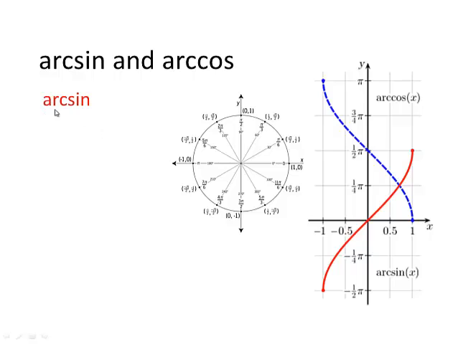Okay, so the arc sine goes from pi over 2, you see where it's pi over 2, to negative pi over 2. Going in the opposite direction, 90 degrees and negative 90 degrees. That's how this is set up, from negative 90 degrees to positive 90 degrees.